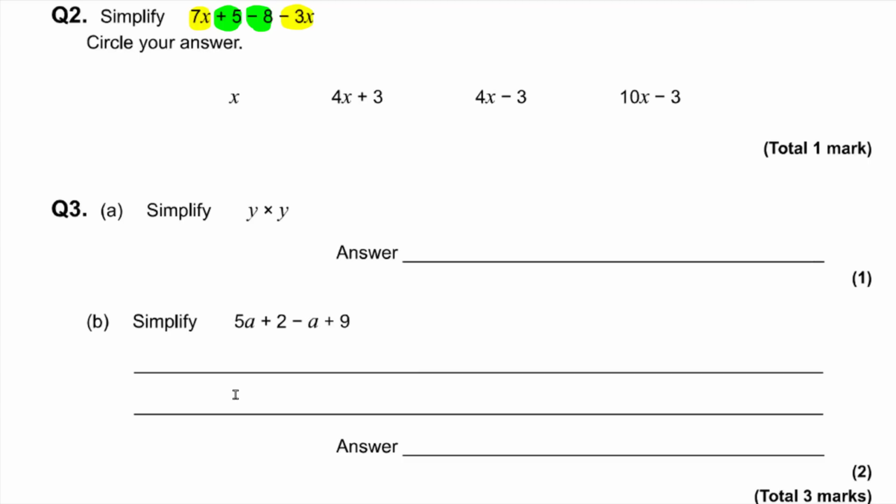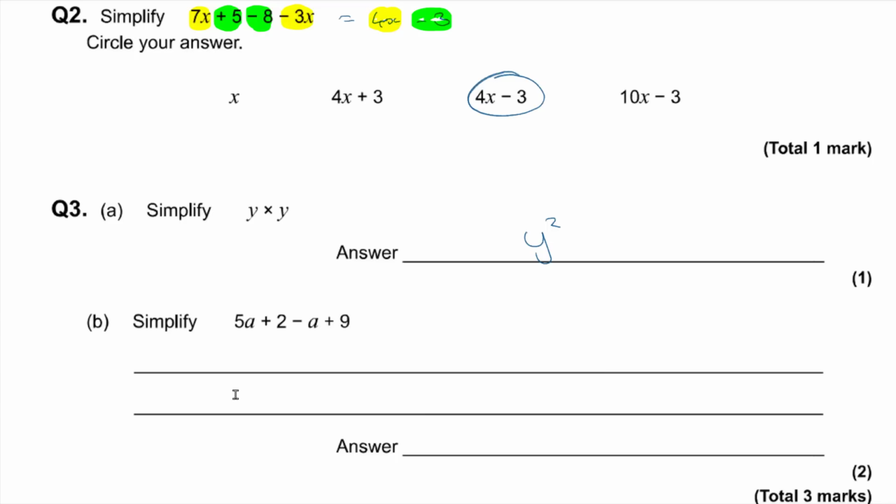Okay, so 7x minus 3x, that's 4x. And 5 take away 8, that is minus 3. Okay, so it's that one. Question 3a, simplify y times y. Yep, so when I multiply something by itself, I square it, so that's going to be y squared.